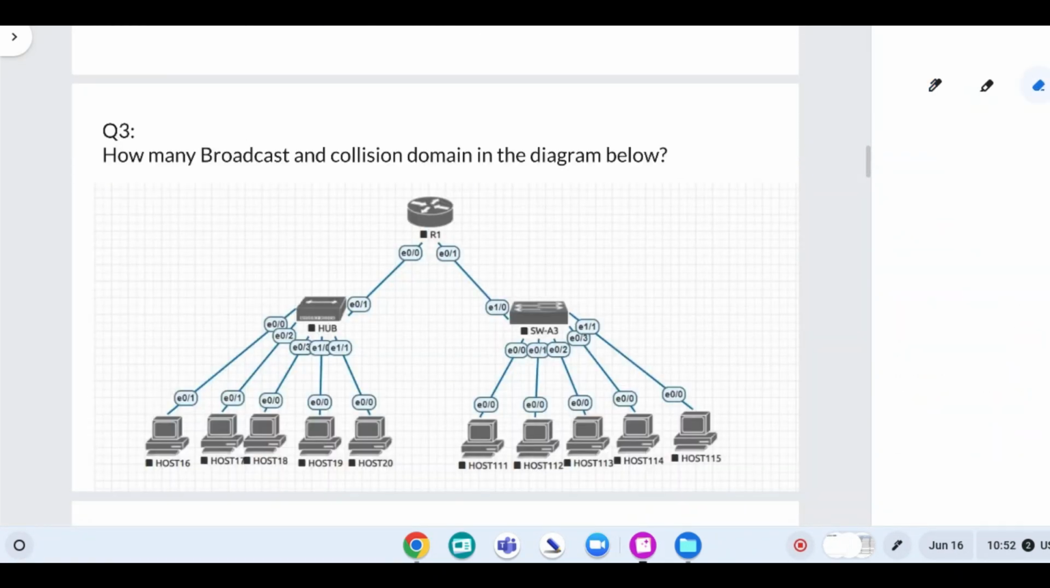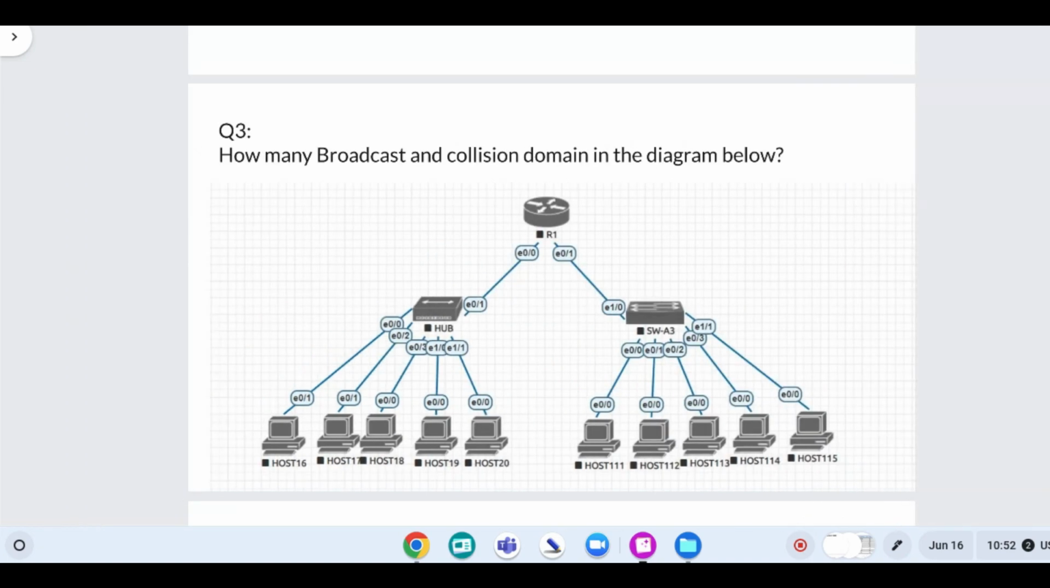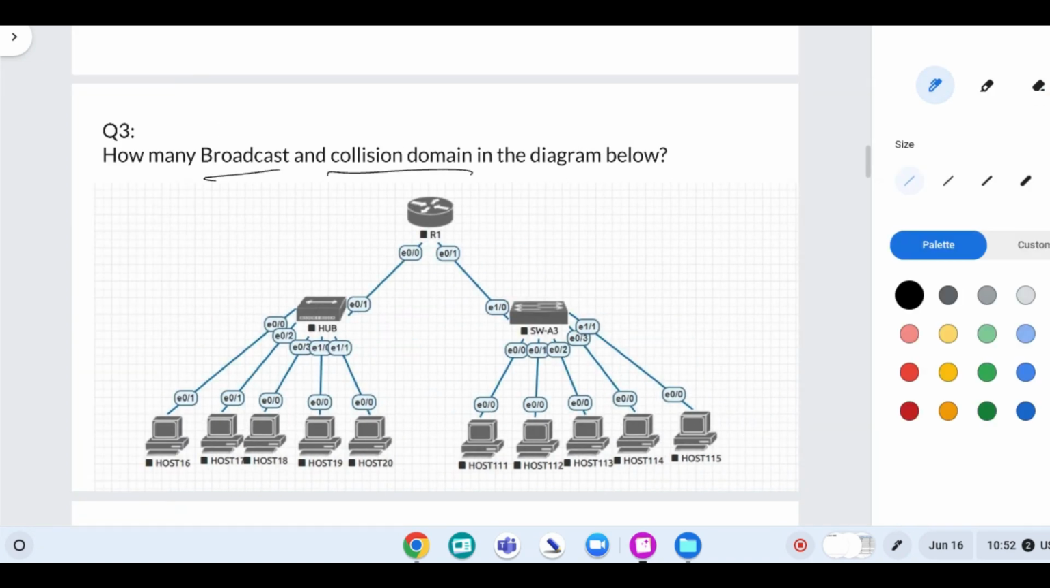Now in this question we have to see how many broadcast and collision domains there are. In terms of broadcast domain, the broadcast domain can only be broken with the help of a router. Only a router can break the broadcast domain. So you can see this is the first broadcast domain, this is the second broadcast domain. So there are two broadcast domains.